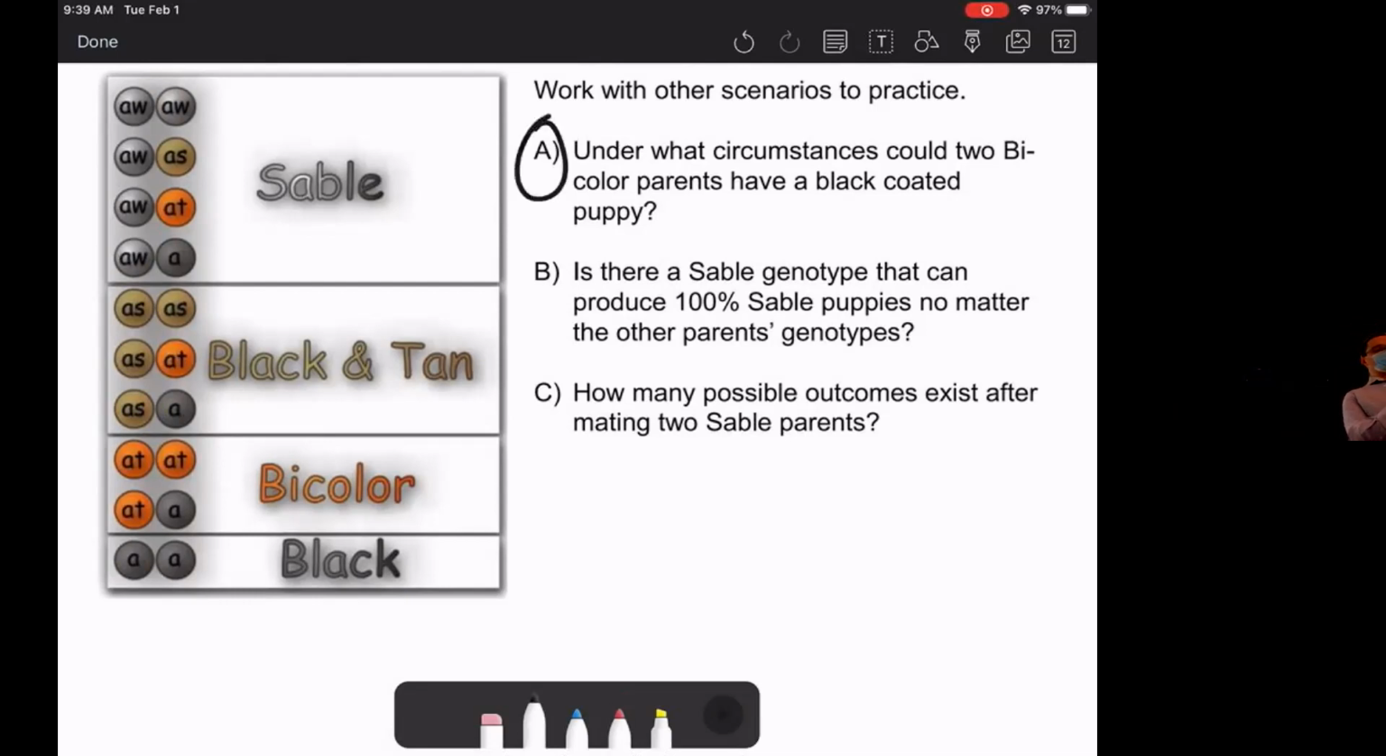We'll look at a quick example. If we look at bicolor parents, there's only one set of bicolor parents that can ever possibly have a black pigmented puppy, right? They have to be heterozygotes for it. They both have to have that contribution of black pigment, and they both have a 1/4 chance, just in a normal Mendel square, to pass that one on.